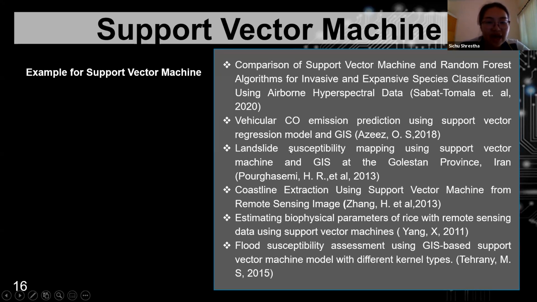And for example, landslide accessibility mapping using support vector machine and GIS at the Golestan province, Iran. Yes, something like that.